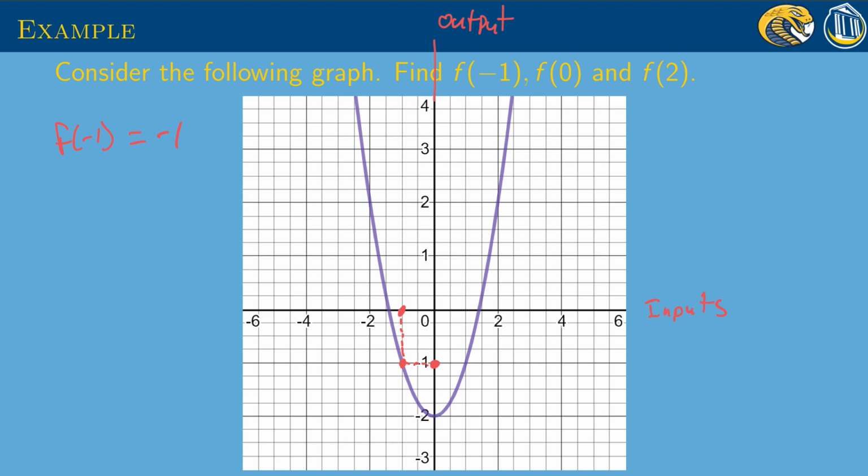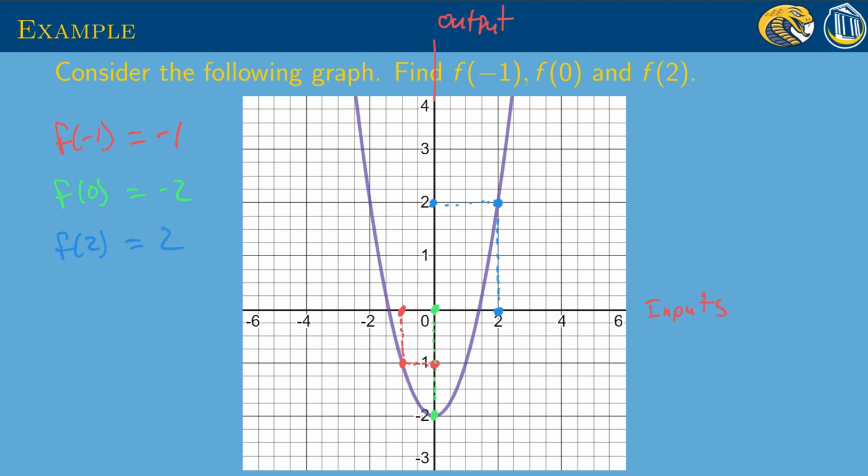Let's switch colors. What about f(0)? Well, our input 0 is right here, but the output is all the way down here at -2. So we could write f(0) = -2. And finally, f(2), well, the input for 2 is right here, and this time the graph is way up here. The output is also 2. So we could write f(2) = 2.